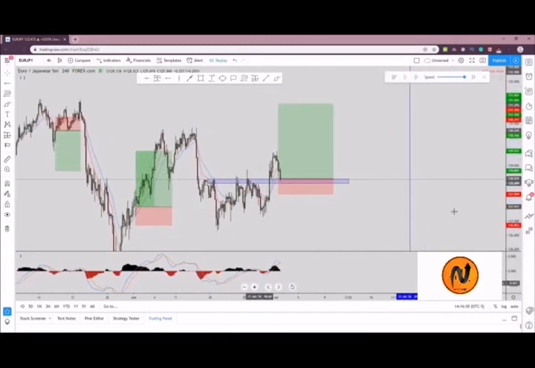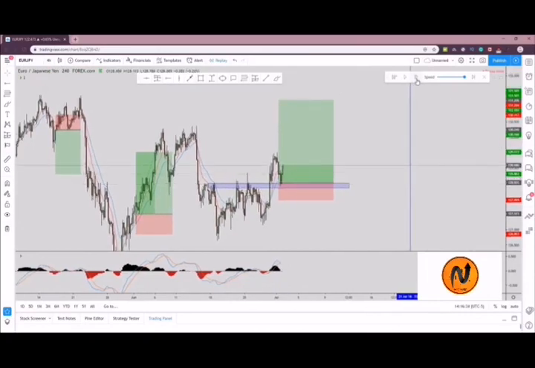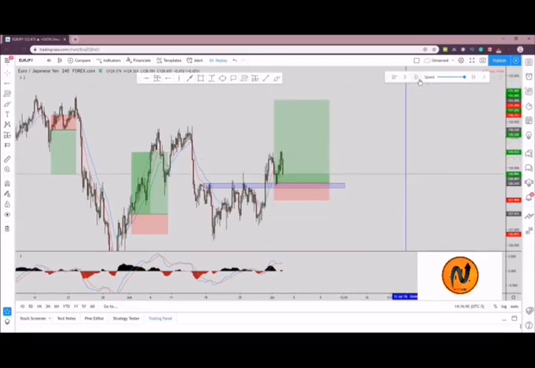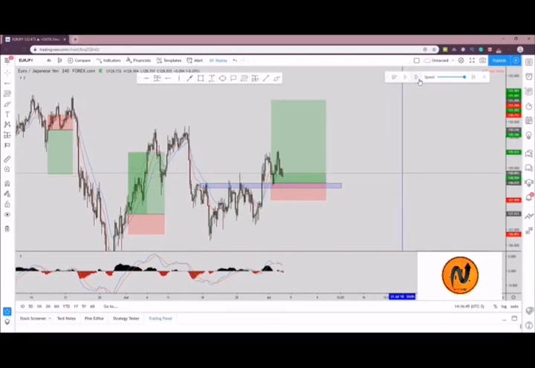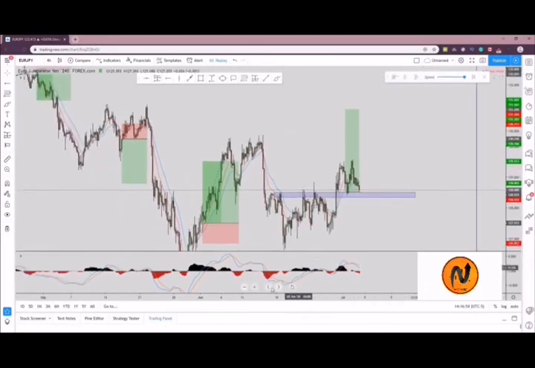Okay, so we just got triggered on the trade, and let's see. Okay, so at this moment we are risk-free. We are risk-free in the trade. Let's see if we will go to target or if it will be a break-even. It seems it will actually be a break-even. Okay, so definitely this was a break-even.